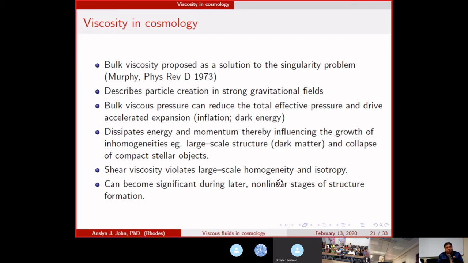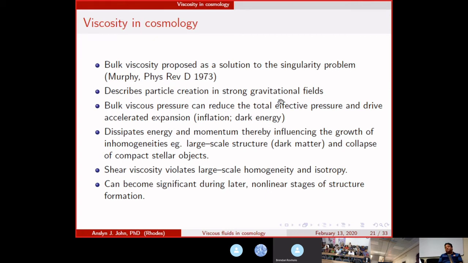Okay, so that's viscosity, and this is all quite formal, and relativistic versions of viscosity. But why would you want to look at viscosity in cosmology? Well, this is a subject that's fairly well established. Back in the 1970s, Murphy introduced bulk viscous pressure as a way to resolve the singularity problem. So in cosmology, we have this unavoidable singularity at the beginning of time, at the beginning of the expansion of the universe. And bulk viscosity might provide us with a way to avoid that initial singularity.